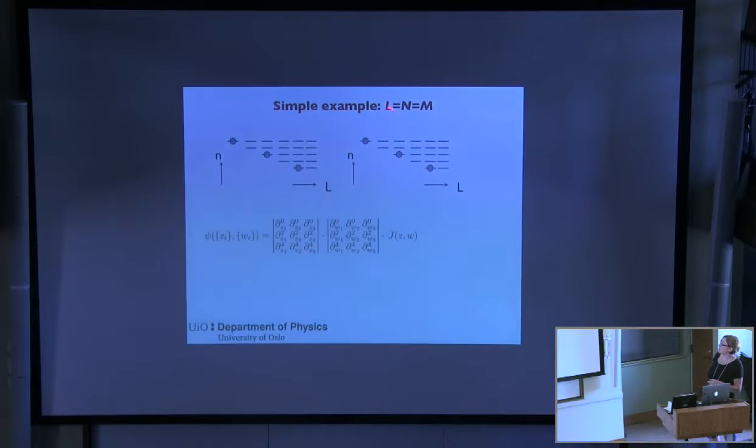L equals angular momentum equals number of species A equals number of species B. That state can be constructed. I should say we're doing all of this in the disk geometry, so we're thinking small systems and disk geometry, and that's where we find these exact identities.